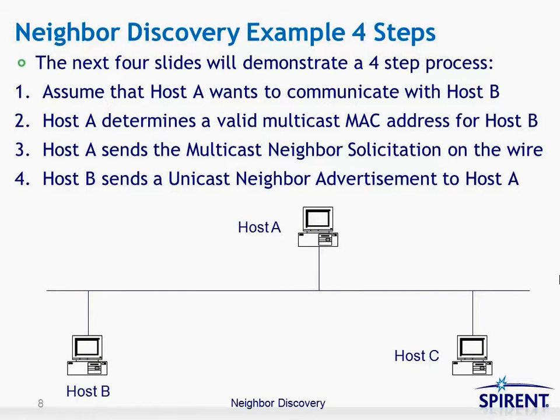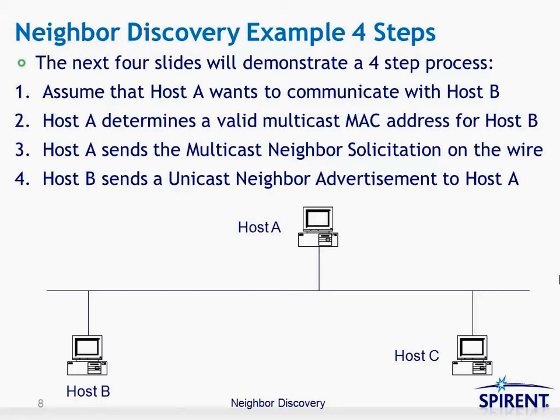So let's look at a neighbor discovery example and the four-step process. The next 4 slides will demonstrate each of the 4 steps separately. So for the 4 steps, assume number 1, that host A wants to communicate with host B. In order to do so, step number 2, host A needs to determine a valid multicast MAC address for host B. In other words, a MAC address that host B is listening to that pretty much only host B is listening to, as opposed to sending it to broadcast as was the case with ARP and IP version 4.